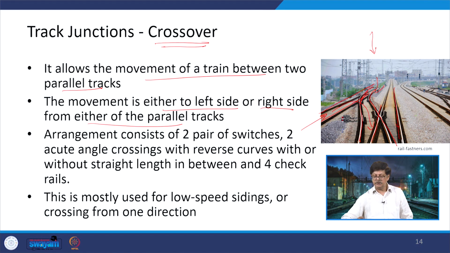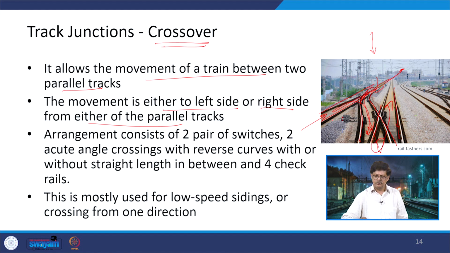The only possibility is that the train goes straight and then returns back and comes in this form, but in that case it should have an engine on both sides. Or if it has to go in the same direction, it will come back here and then go again in the top direction. That feasibility can be there, but it will take a lot of time.